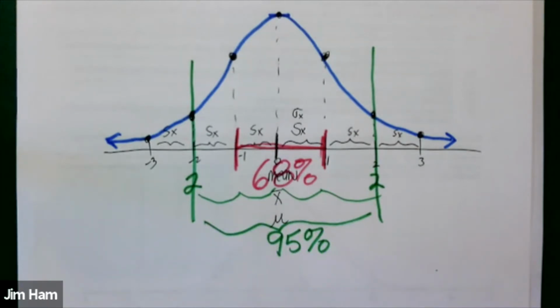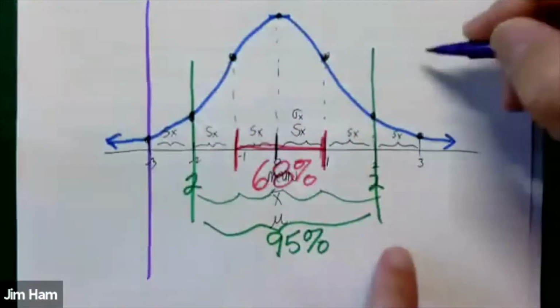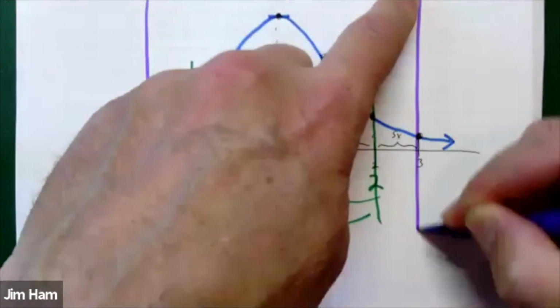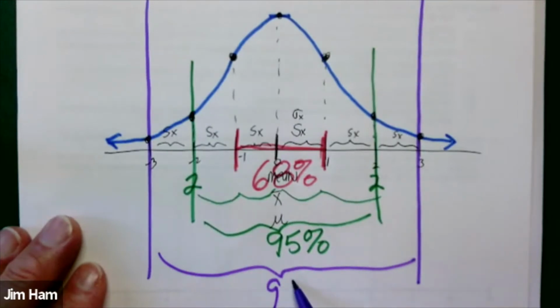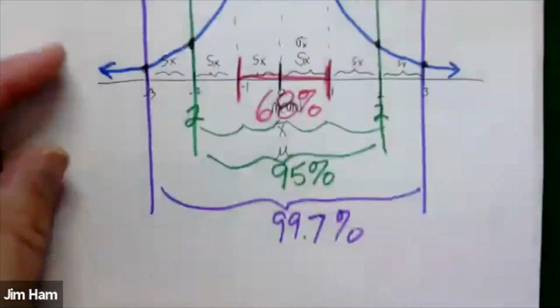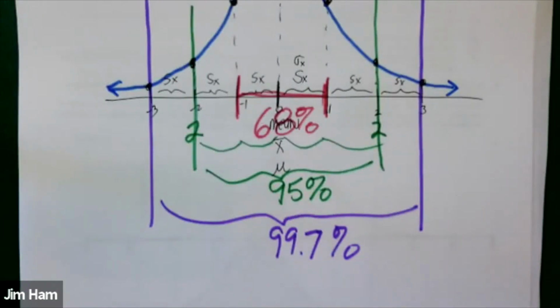And finally, if you go out even 1 more standard deviation from the mean, within 3 standard deviations of the mean, you will find 99.7% of all the data would fall within 3 standard deviations. And this is called the empirical rule.